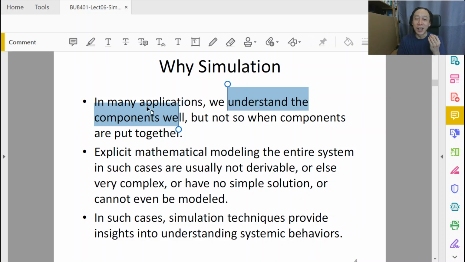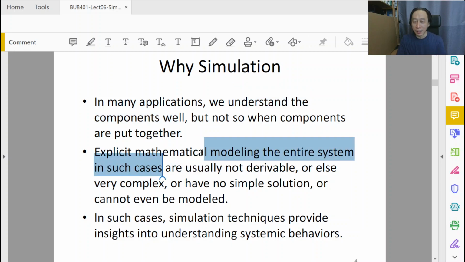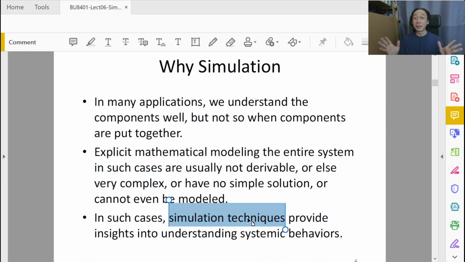So we understand the components, but we have no idea, or else it is so complex that it's not easily achievable using explicit mathematical modeling, like manual know-how calculations. It's just hard. There's no simple solution. There is no easy solution. There's no comprehensible solution. So what can we do? That's where simulation techniques come in big time.